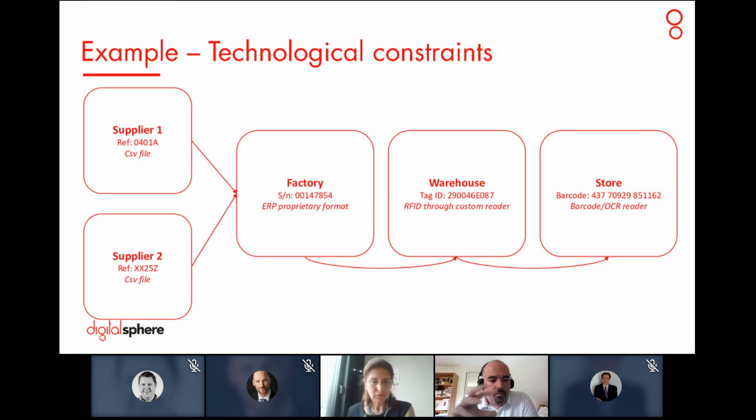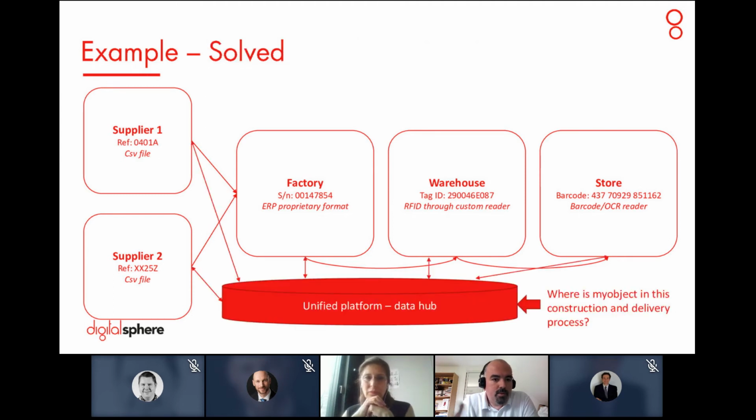So you have different types of real life constraints. If you don't have this type of platform, if you are not able to centrally manage those things and access them centrally, you are not able to answer a very basic question, such as in this slide, which is, where is my object in this construction and delivery project? Because what I see is at the end, I'm a consumer, I'm at the store, and I want this product.